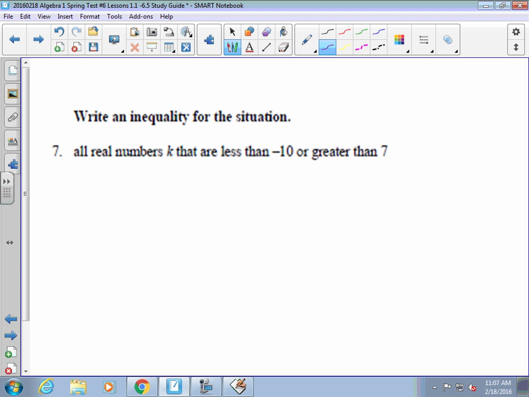Number 7 says write an inequality for the situation. All real numbers k that are less than negative 7 or greater than 7. So we're just using k instead of x. So we're going to have one of them that says k is something negative 10. The other one's going to say k is something 7. We need to come up with what those somethings are.